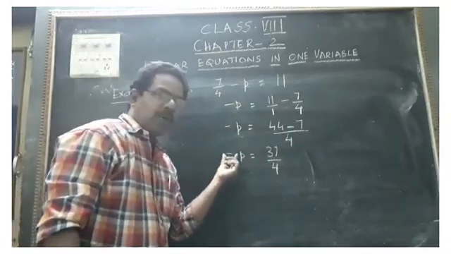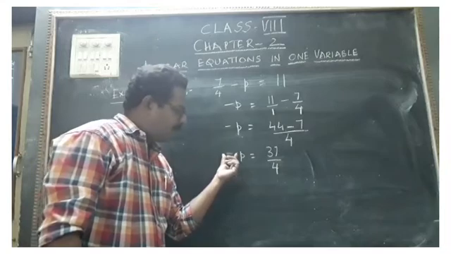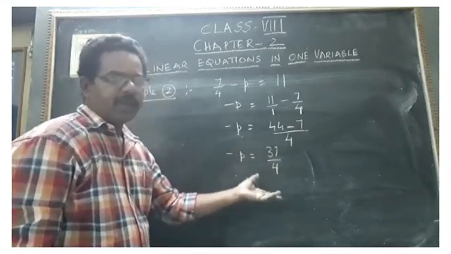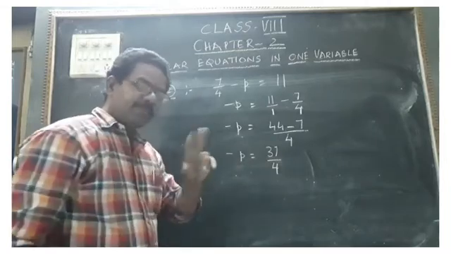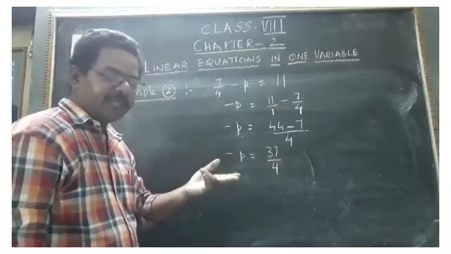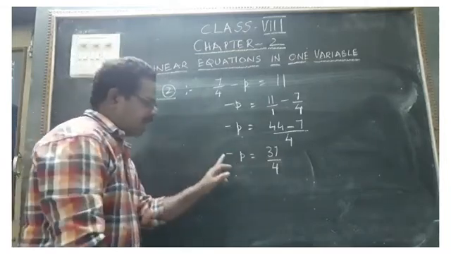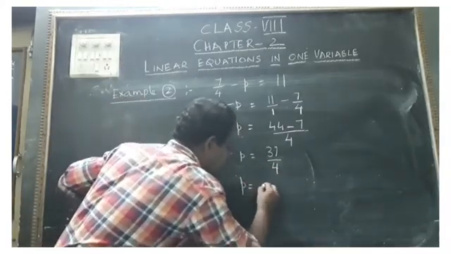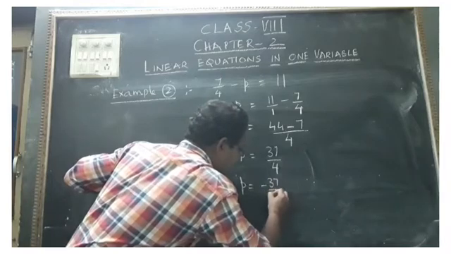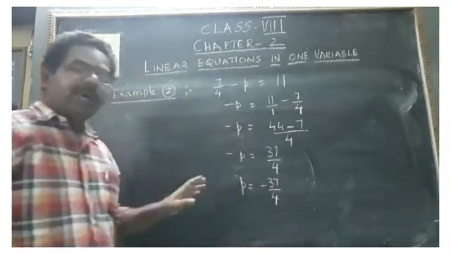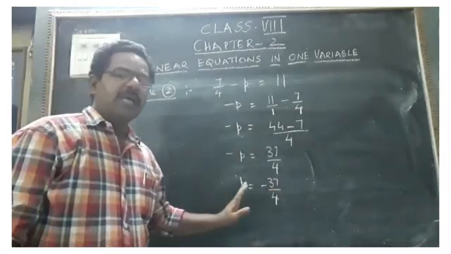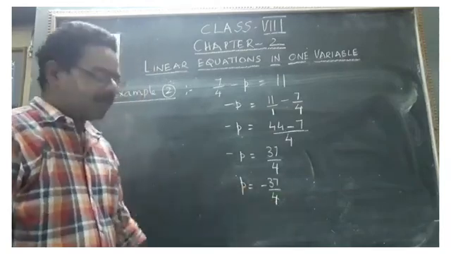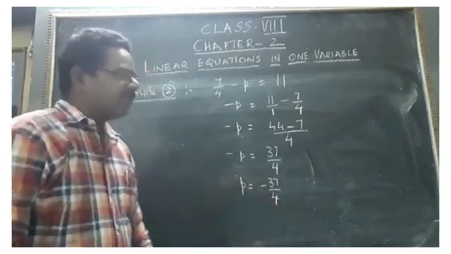Here the minus symbol we are transposing to this side, and again it will become minus. Terms only transposing means the symbol will be changed. You have to remember: minus p is equal to 37 by 4. Now p is equal to minus 37 by 4, since while transposing the symbols will be changed as they go to the opposite side. Okay, p is equal to minus 37 by 4.